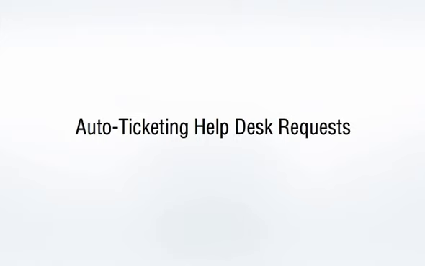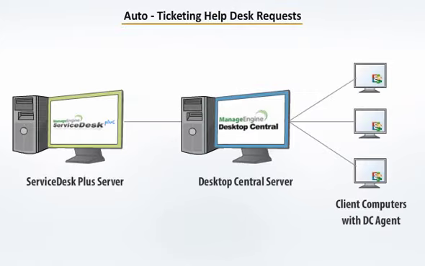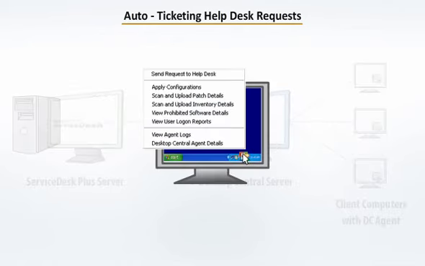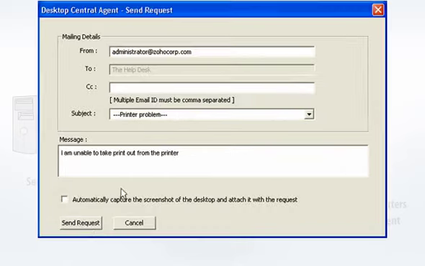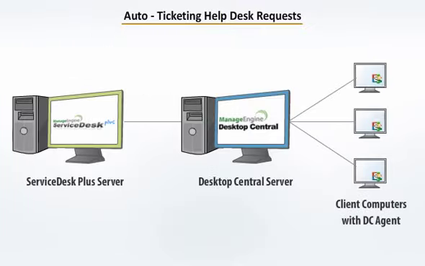Let us first understand how auto-ticketing works. Desktop Central allows the users to submit help desk requests from the Desktop Central icon in the system tray. When a user submits a request, it first reaches the Desktop Central server. The Desktop Central server processes the request and sends it to the Service Desk Plus server for creating a ticket.